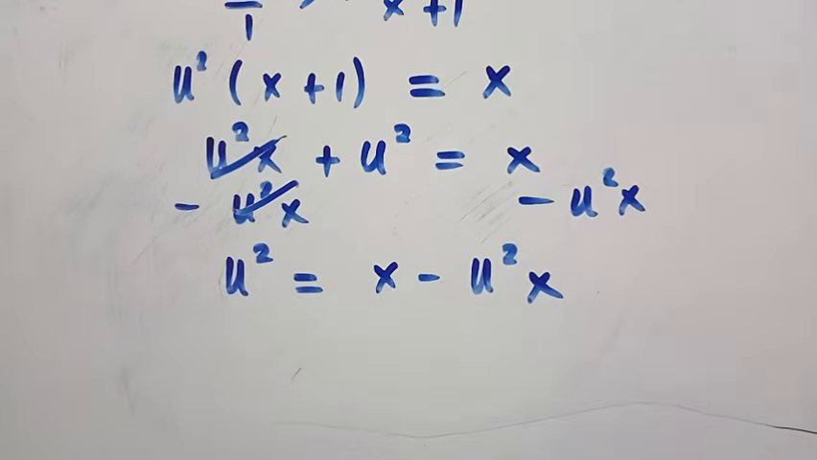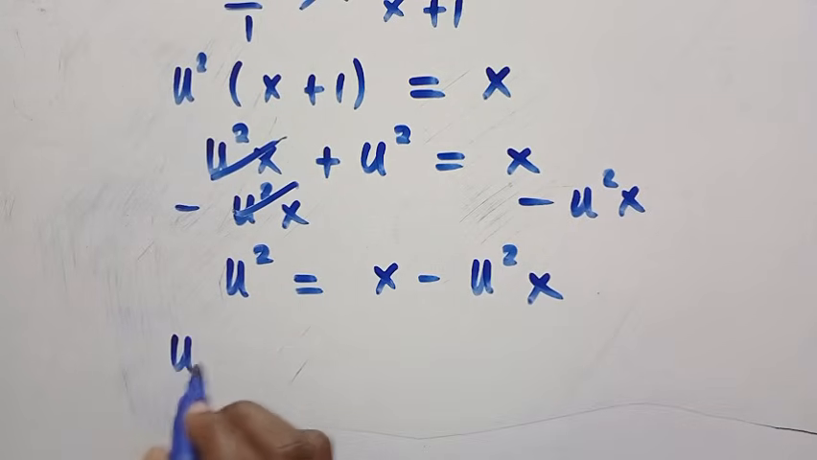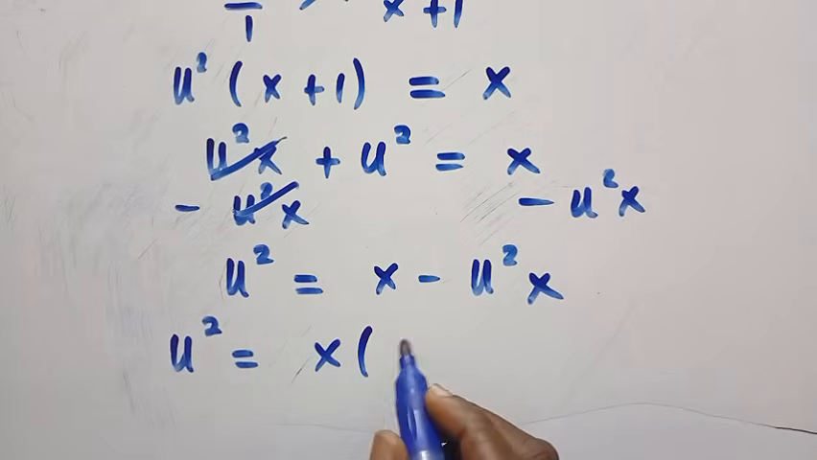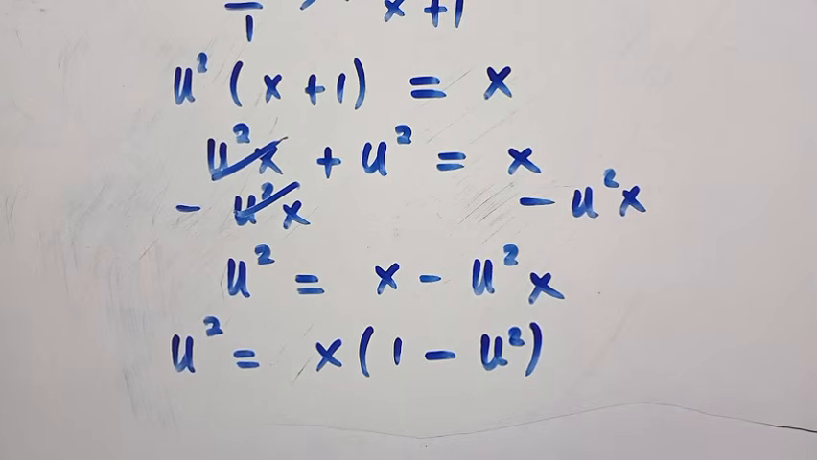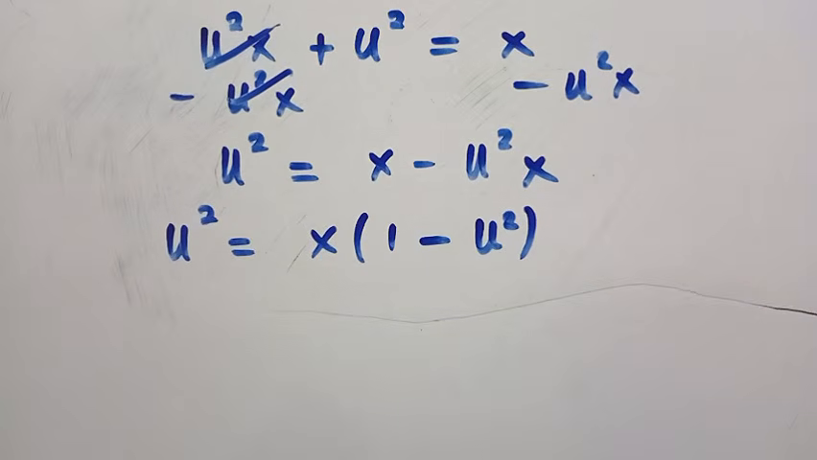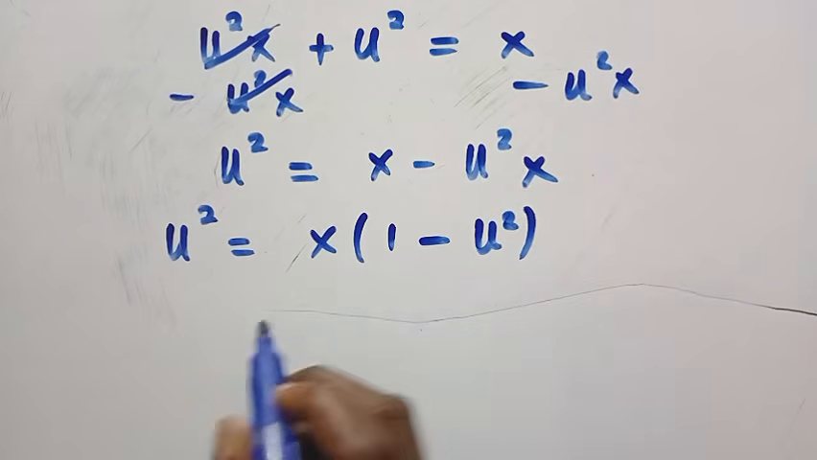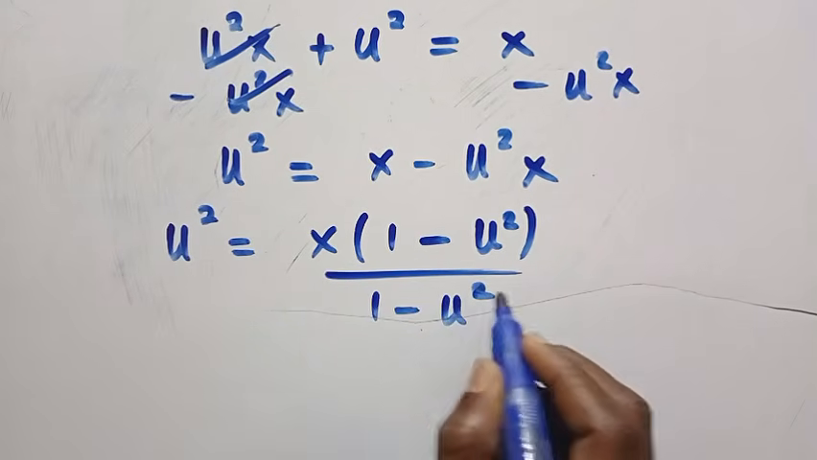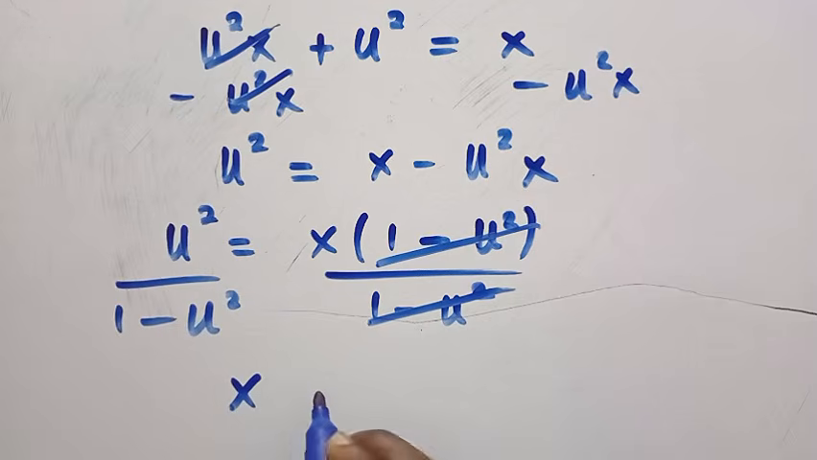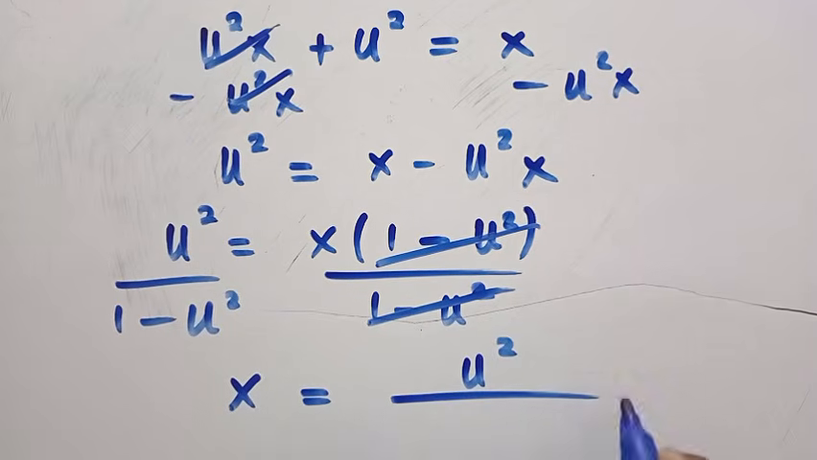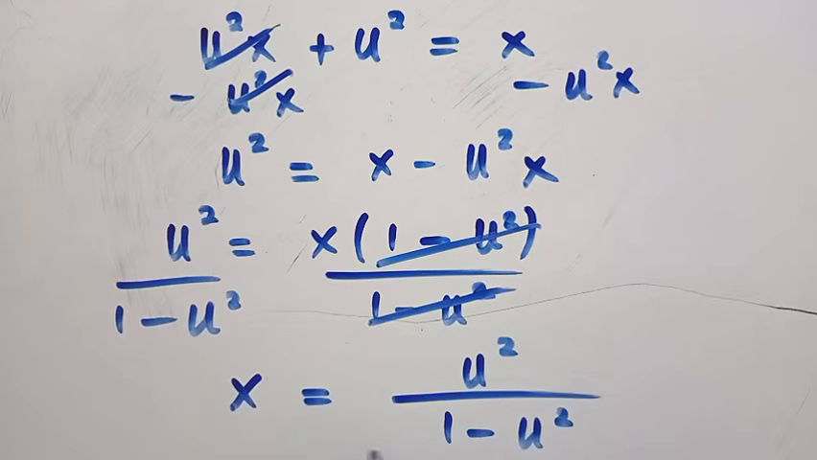By factoring out x on the right hand side, we have u squared equals x times the bracket of 1 minus u squared. At this point, we divide both sides by 1 minus u squared. This cancels, and we have x equals u squared over 1 minus u squared. So we make x the subject of the formula. Then let's substitute this back into the function.